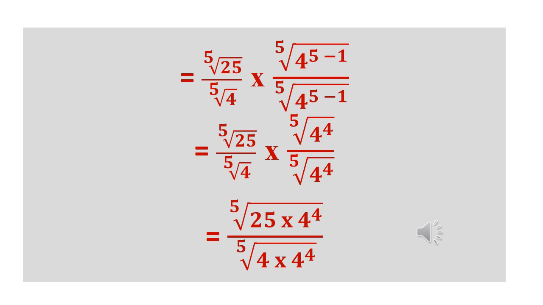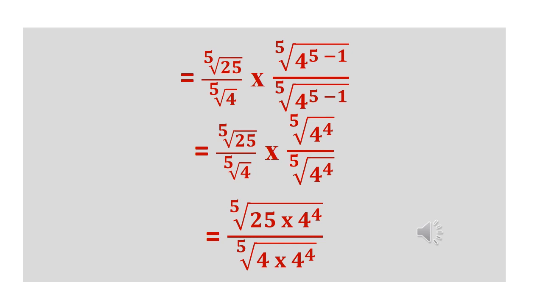Now we can take away the 1 in the exponent, 4 raised to power 5 minus 1. If you take away 1, you get 4. So it means we now have the fifth root of 25 over the fifth root of 4 multiplied by the fifth root of 4 raised to power 4 over the fifth root of 4 raised to power 4.